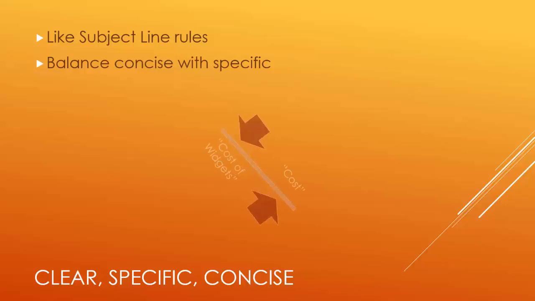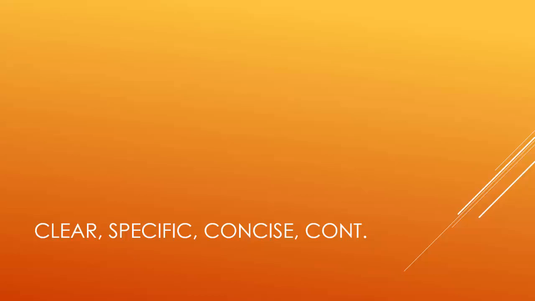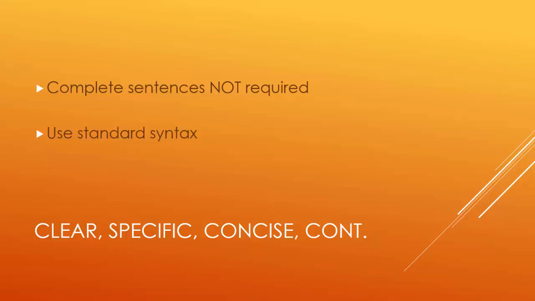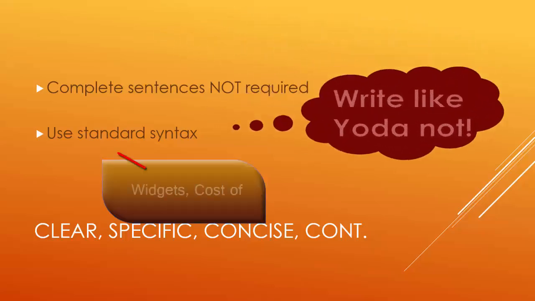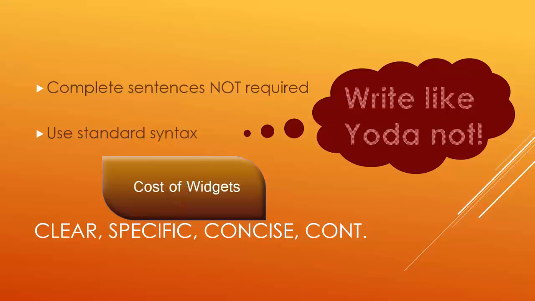For example, cost is very concise, but is likely not specific enough to tell the reader what the section says about cost. For example, the cost of what? Lastly, headings must be clear. This doesn't mean that they have to be full grammatically correct sentences. In fact, they shouldn't be. However, they do need to make sense. The series of words chosen must be clear. For example, widgets cost of doesn't make sense. Cost of widgets does make sense.